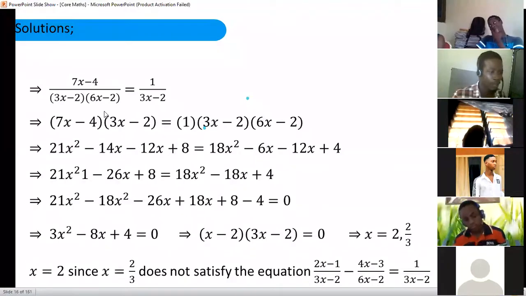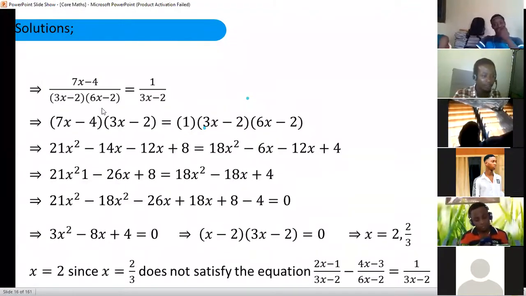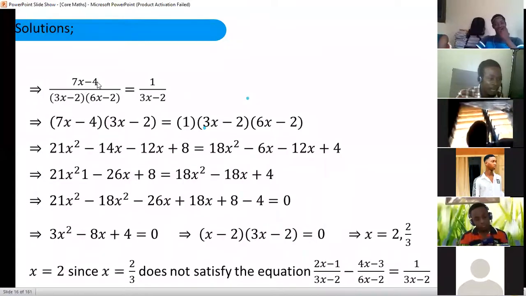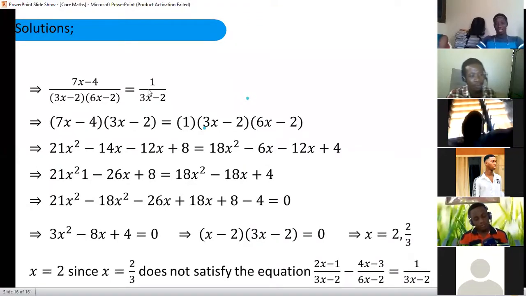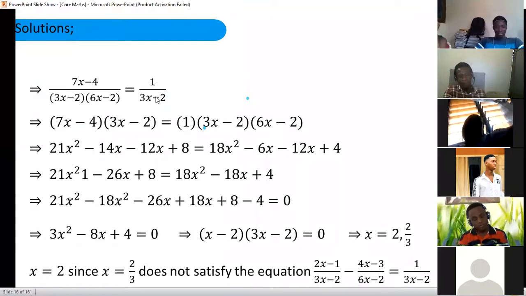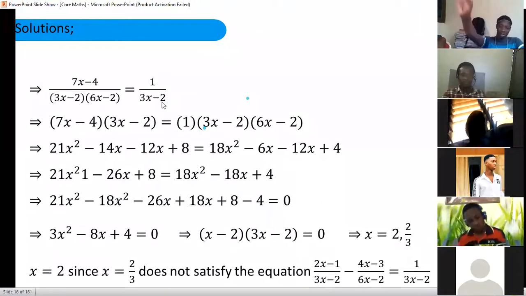Now, I have my equation in a simplified form. 7x minus 4 over 3x minus 2, one bracket, another bracket, 6x minus 2 is equal to 1 over 3x minus 2. Can someone tell me what we need to do over here? Eric, please help us with this. This is where people confuse more. Do you understand now? So you cross multiply.